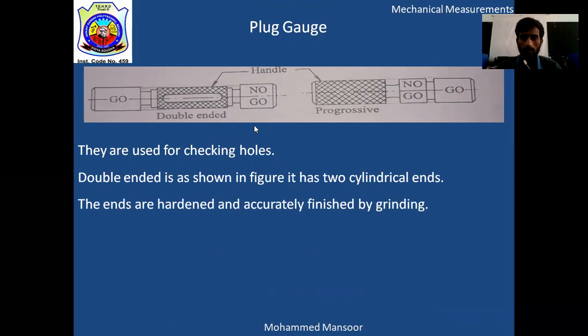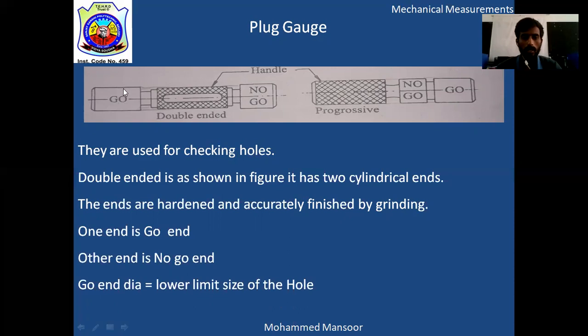The ends are hardened, having undergone a heat treatment process, and they are accurately finished by grinding, using grinding wheels. One end is the go end and the other is the no go end. The go end is equal to the lower limit of the hole. The standard hole which we prefer will have a lower limit and an upper limit.